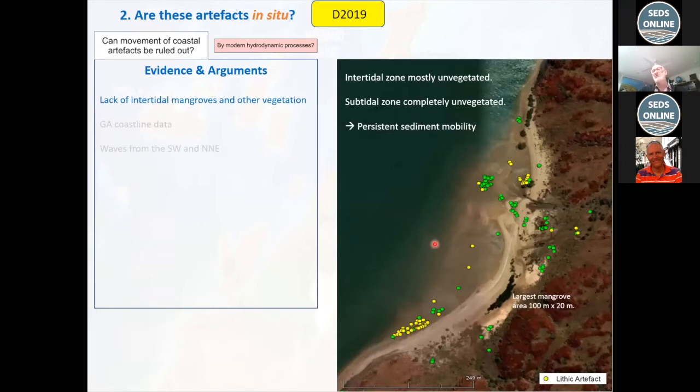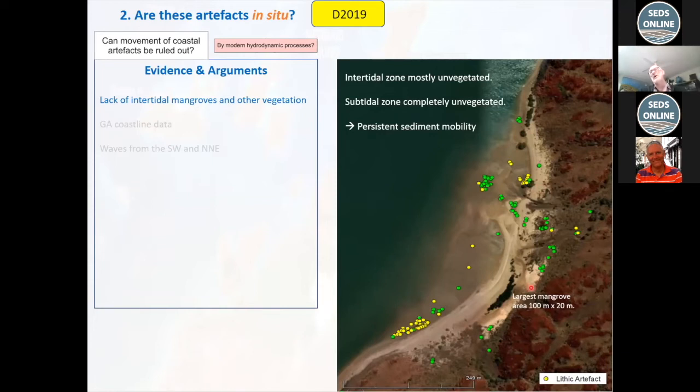Let's look at something really basic in terms of sedimentology. Here's the beach and intertidal zone. These black areas are mangroves. All these dots are where the artefacts are. You can see that the intertidal zone is mostly unvegetated. The subtidal zone is completely unvegetated. It's almost sediment free, in fact.